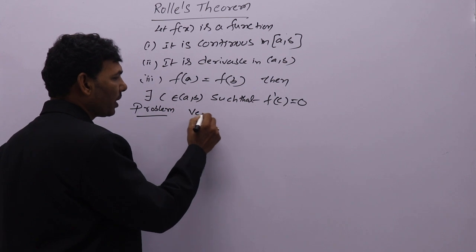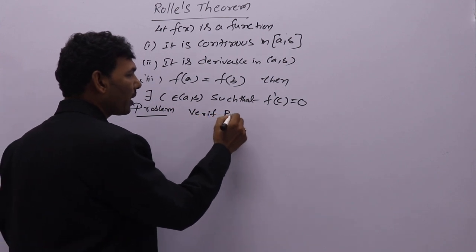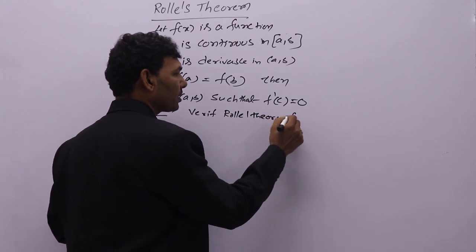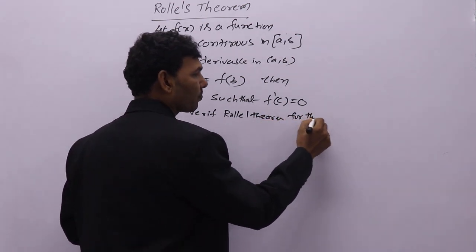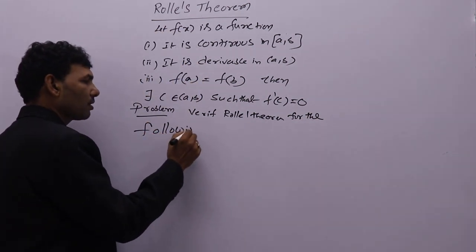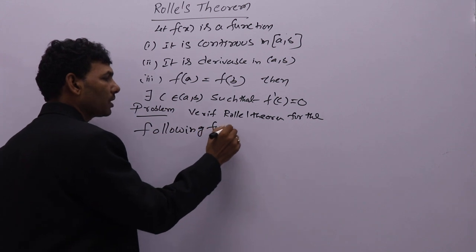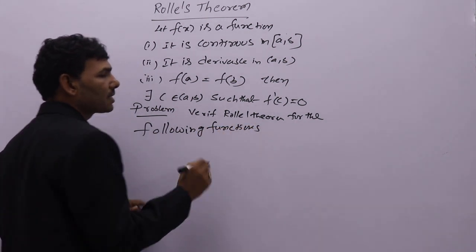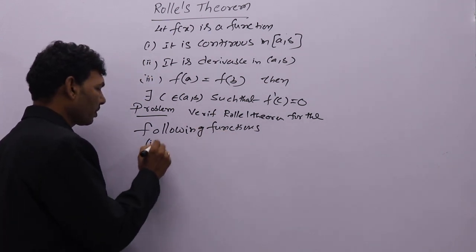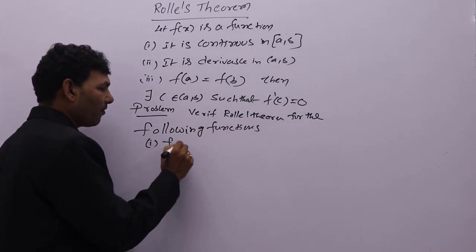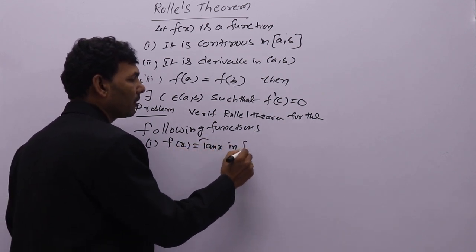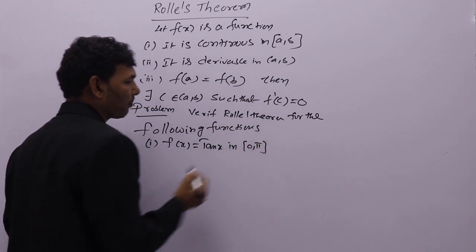Here there is a problem like this. Verify Rolle's theorem for the following functions in the given intervals. The first one, f of x equal to tan x in 0, pi.